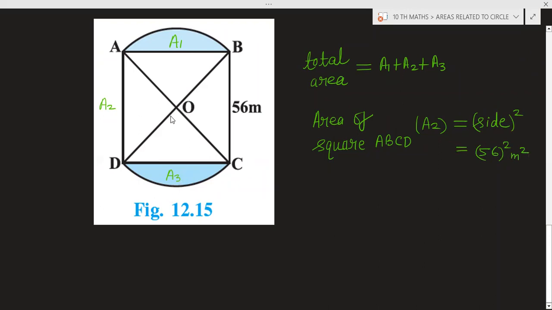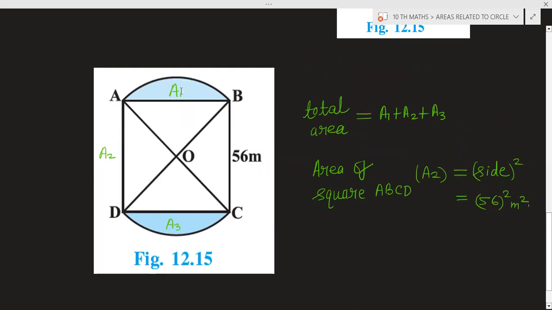Now see this figure OAB. This OAB is a sector of a circle. One more thing you have to understand, very important: diagonals of a square intersect at 90-degree angles. So this angle will be 90 degrees. All these angles will be 90 degrees. Remember, diagonals of a square and rectangle bisect at 90 degrees. So this angle will be a 90-degree angle.